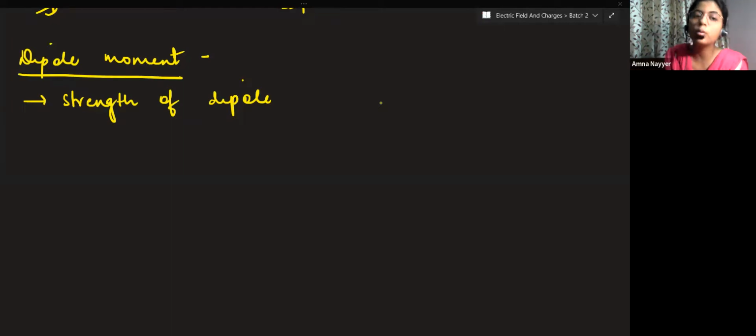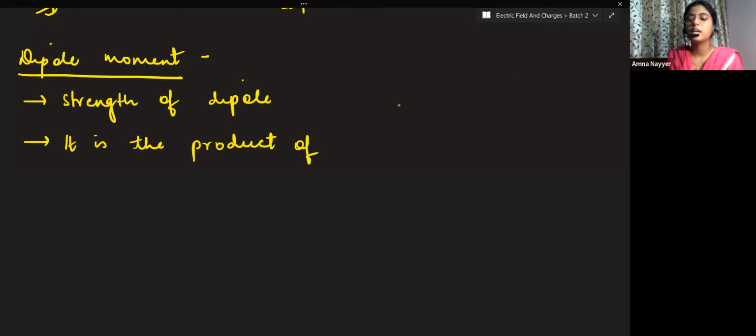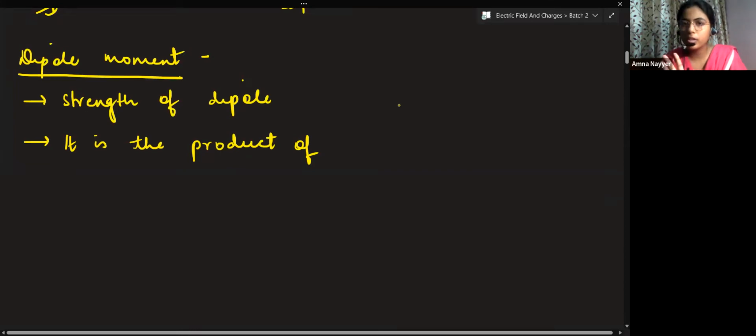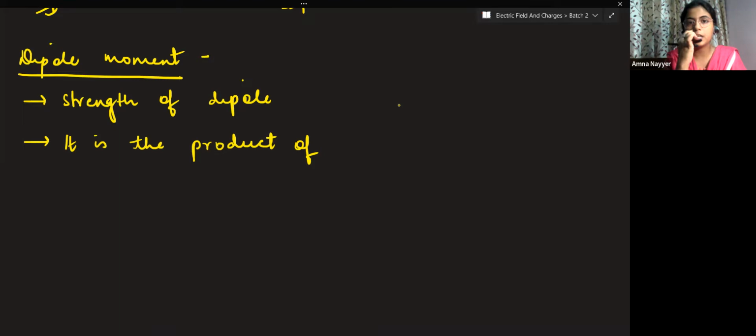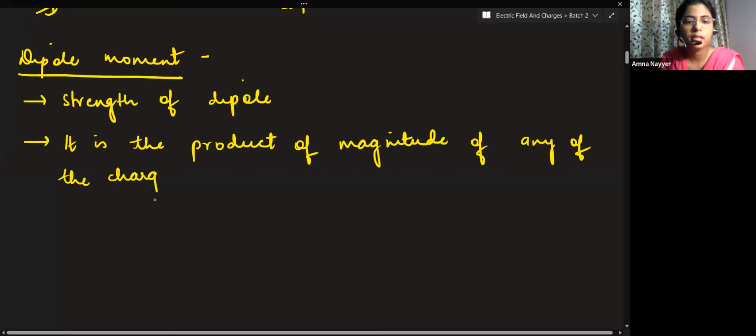So there's a special way to calculate dipole moment. It is the product of the magnitude of any of the charges. See, both of the charges are the same. If I tell you one charge is plus 4 Coulomb, the other will automatically be minus 4 Coulomb in order to make a dipole. So you can take 4 from this or 4 from here. If you are taking magnitude, both of them have the same magnitude. So take the product of the magnitude of any of the charges, and this has to be multiplied with what? Product of charge and what? The separation that we considered.